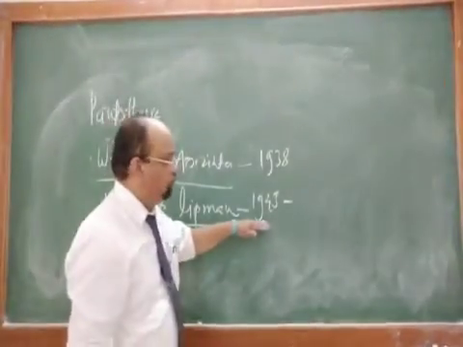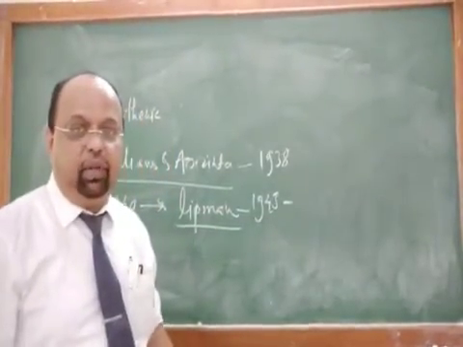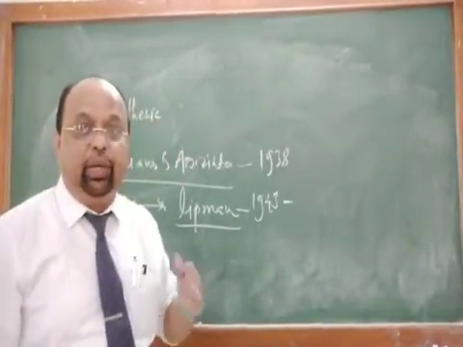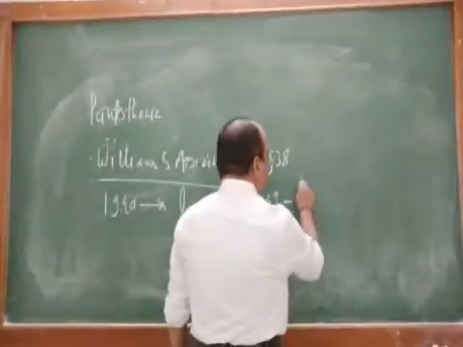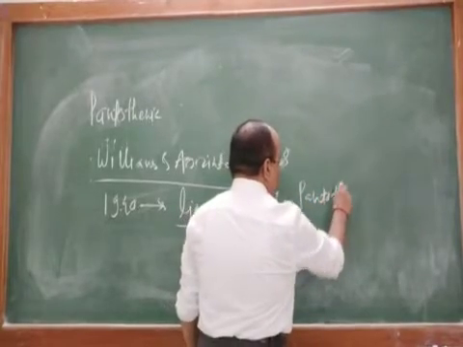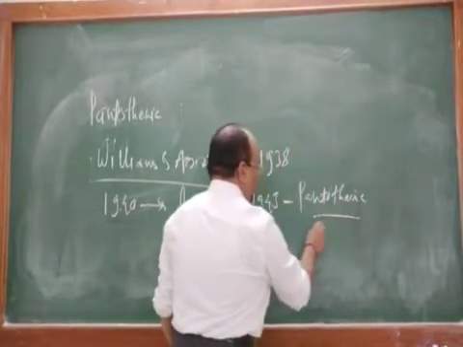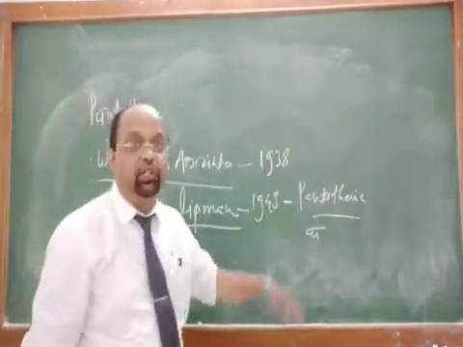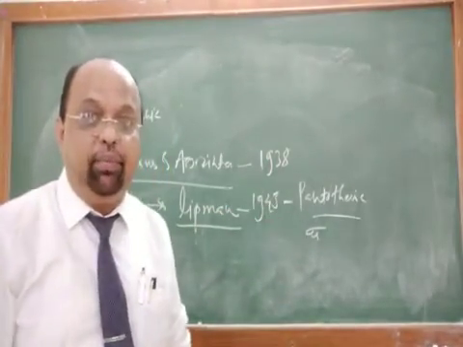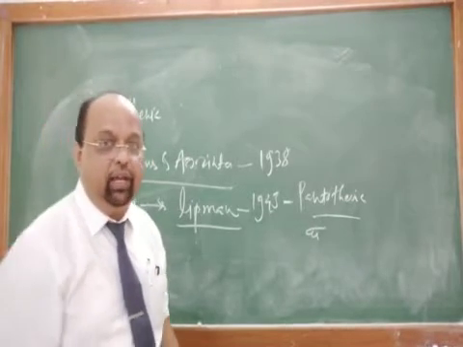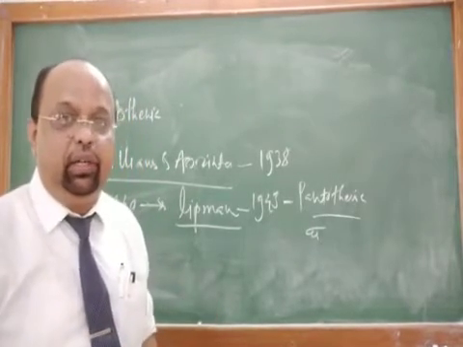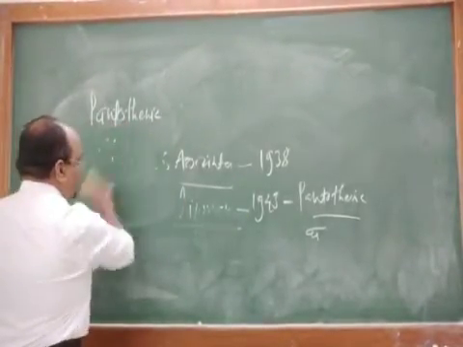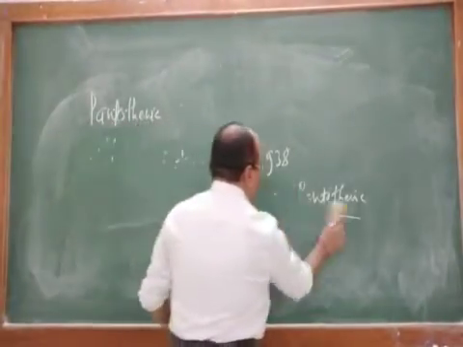found out that the structure of coenzyme A actually contains the vitamin known as pantothenic acid. This vitamin is present in the structure of coenzyme A. So this is regarding the historical background of this vitamin. Next part is its chemistry, means its structure.